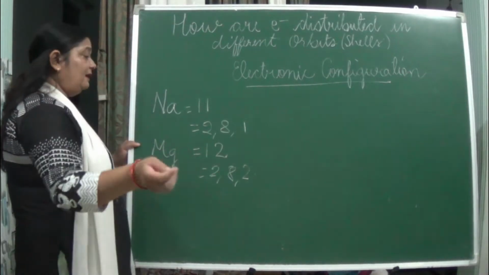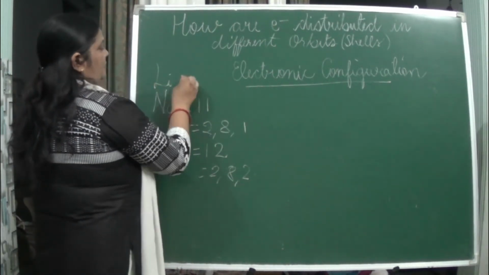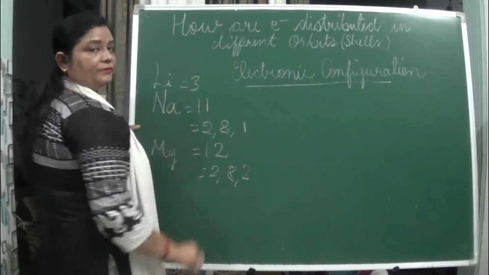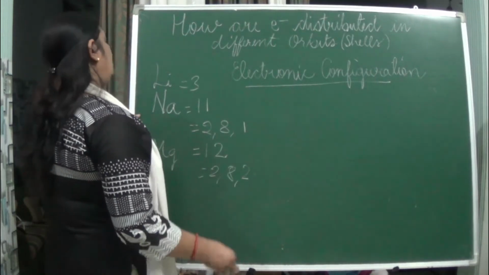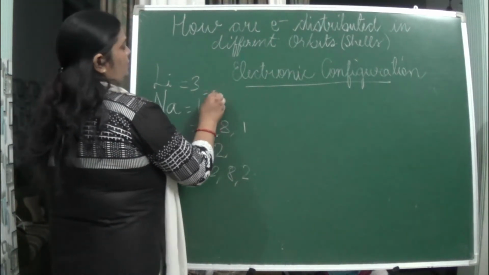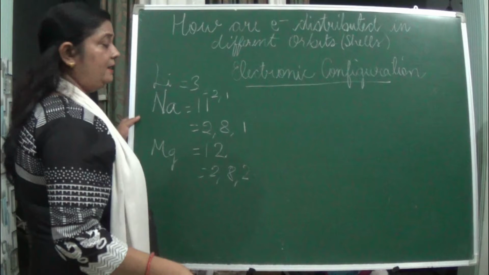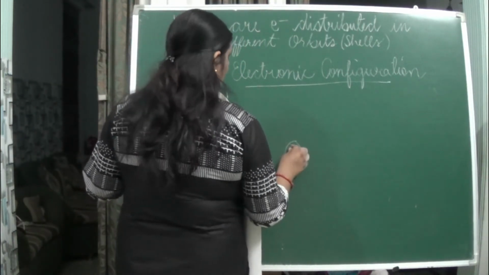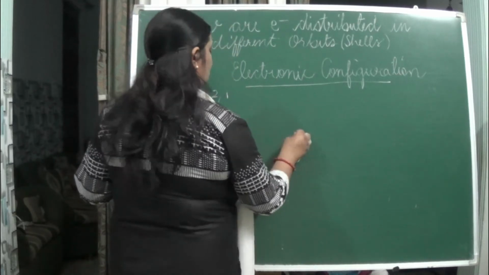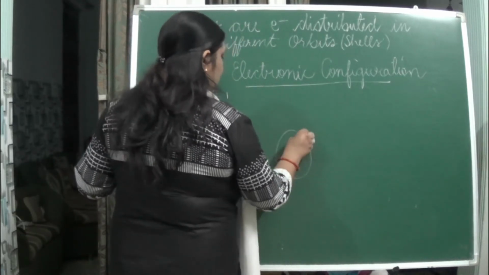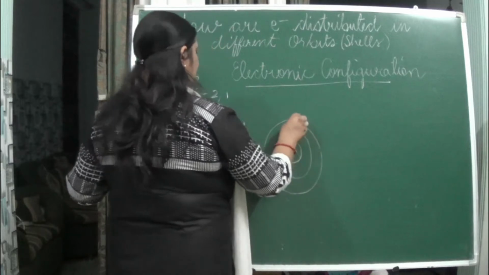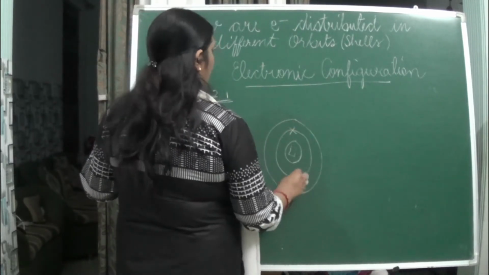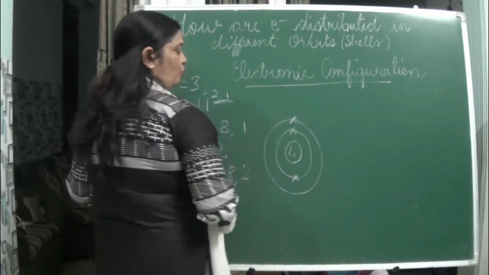Any element you take, lithium you take. How many electrons does lithium have? 3, isn't it? Atomic number is 3. So now here it will become what? 2 and 1. Come on, let us arrange in different orbits. Suppose I have taken lithium. This is the nucleus. First shell, second shell. It is ending up in 2 shells only. The first consists of 2 and the second 1.